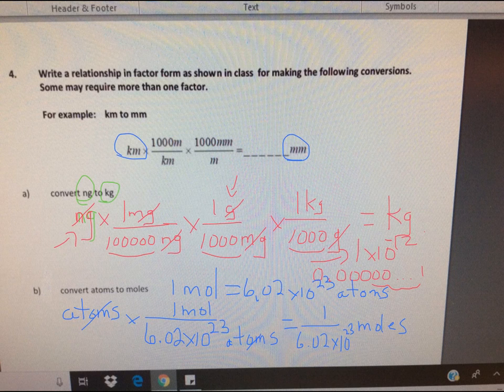So I'm going to stop there because that's question 4. And then I'm going to do a separate video to get you started on question 5.